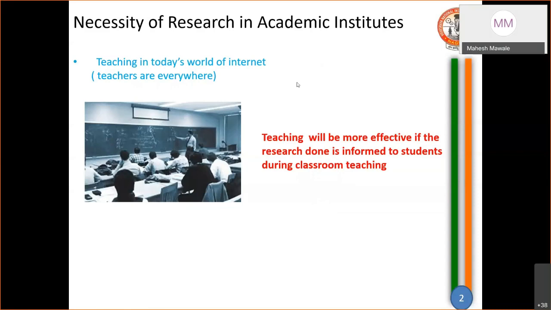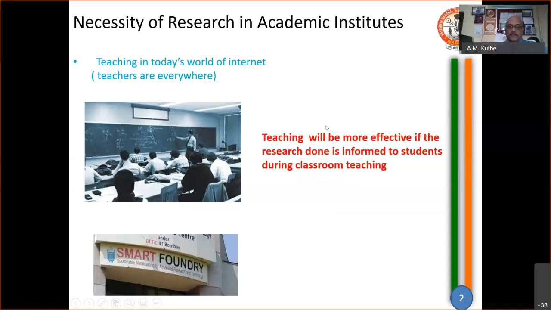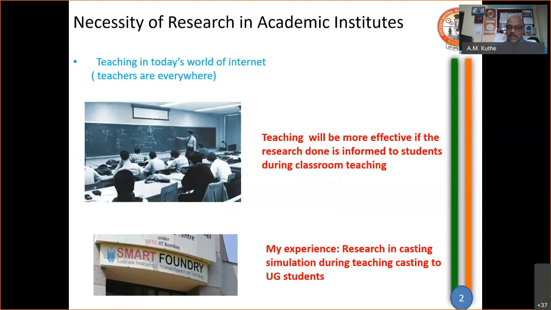So my experience of this Smart Foundry project, the research project which we are presently executing here in the Carcan Center at VNIT, is that I found this very effective, especially when I'm teaching casting to the UG students. Whatever research knowledge I get through this Smart Foundry related to casting simulation, the students get excited when I inform them that this is what exactly is required to be done in case of casting. So what you'll find is that teaching becomes really very effective if you do some research.